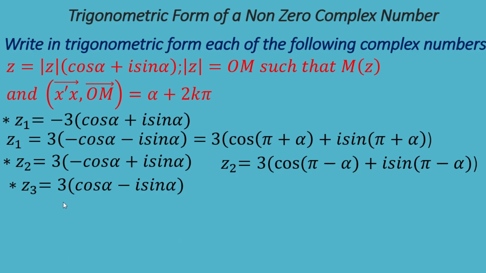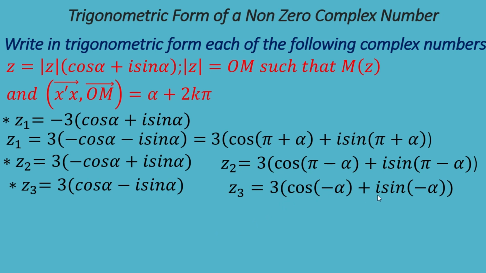z3 equals 3 (cosine alpha minus i sine alpha). In this case we have to get rid of the minus before i sine alpha. So how to get rid of this minus? We know that in the fourth quadrant, cosine (minus alpha) equals cosine alpha and sine (minus alpha) equals minus sine alpha. So this is cosine (minus alpha) plus i sine (minus alpha). Cosine (minus alpha) equals cosine alpha, sine (minus alpha) equals minus sine alpha, so we go back to z3.